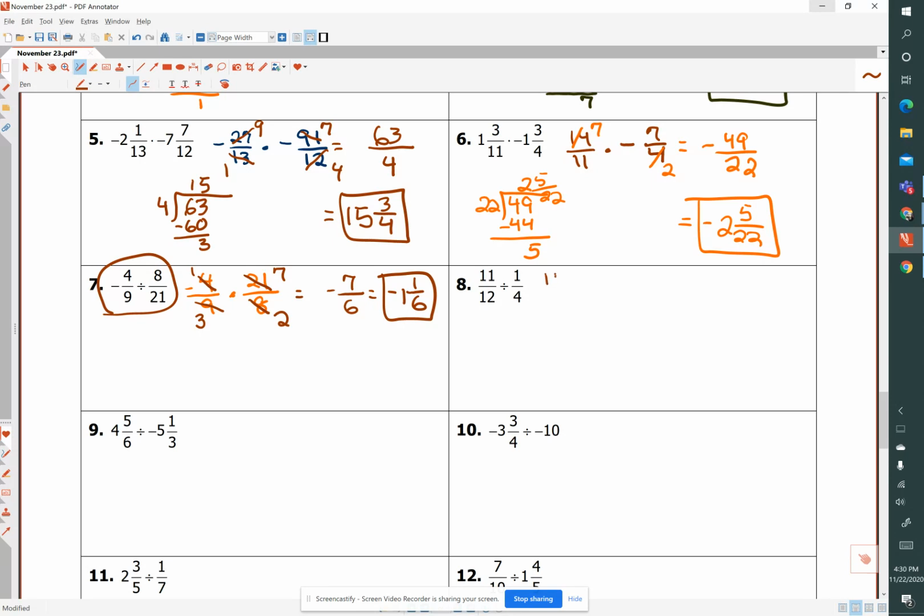Okay, so keeping the first fraction, changing to multiplication by the reciprocal. And again, I can simplify. 4 divided by 4 is 1. 12 divided by 4 is 3. Multiplying across, 11 thirds. And 11 divided by 3 is 3. 3 times 3 is 9, with 2/3 left over.